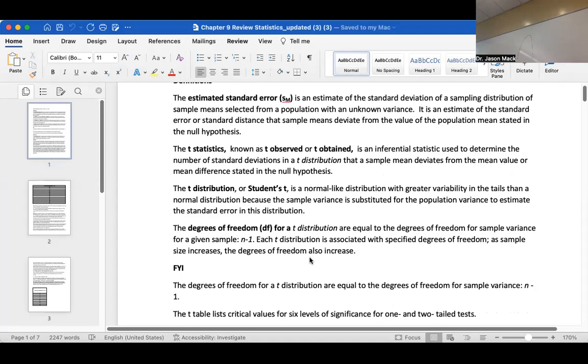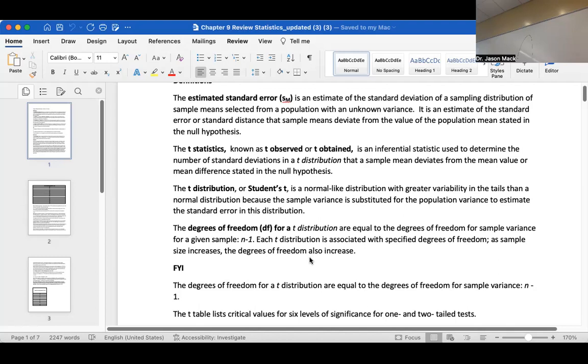All right, the estimated standard error is an estimate of the standard... Do you guys need a few minutes? Okay. The estimated standard error is the estimate of the standard deviation of the sampling distribution of the sample means selected from a population with an unknown variance. It's an estimate of the standard error, or standard distance, that the sample means deviate from the value of the population mean stated in the null hypothesis.